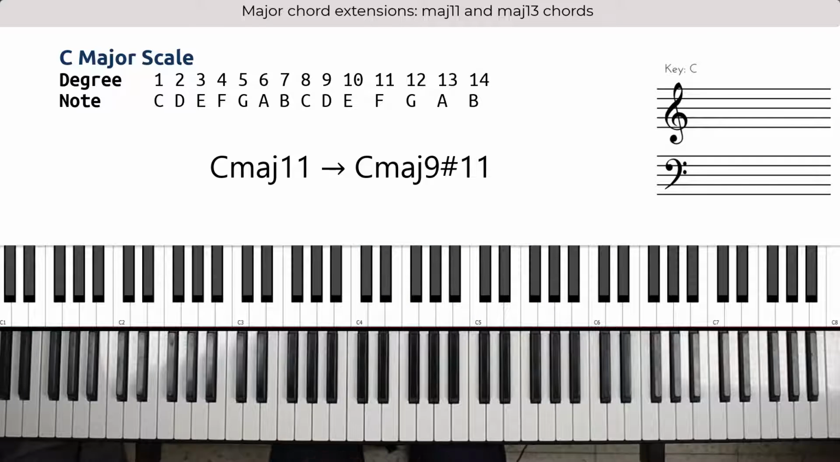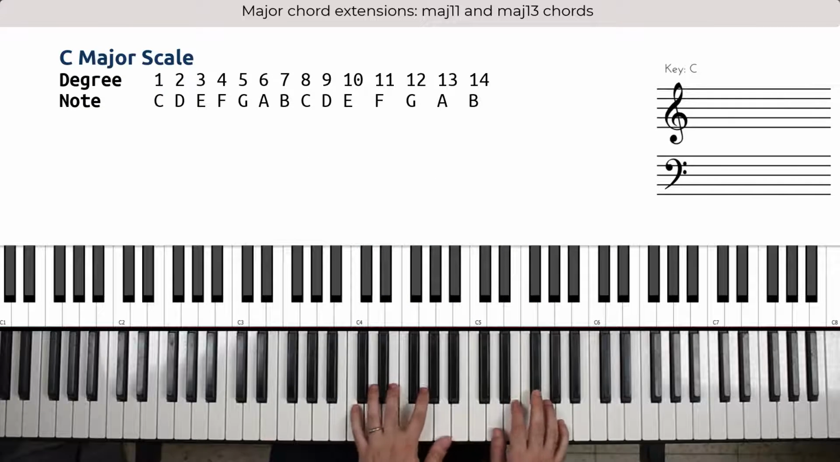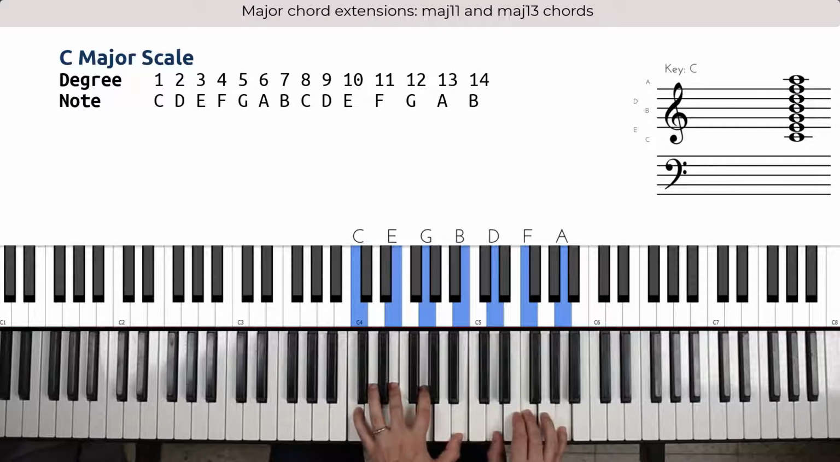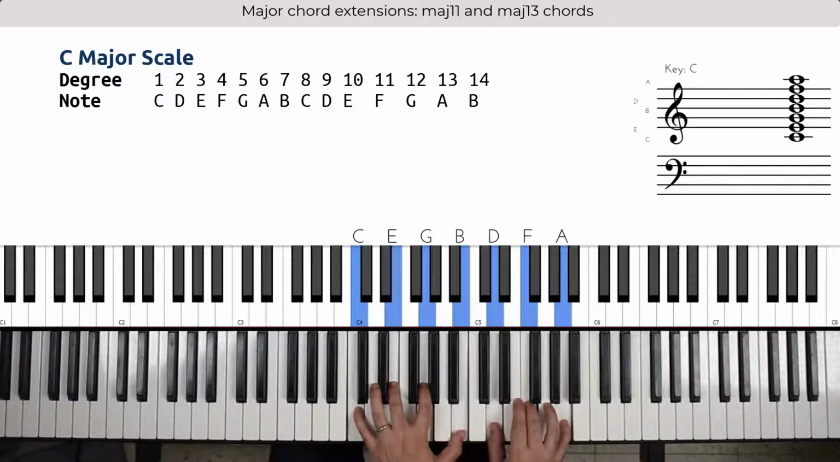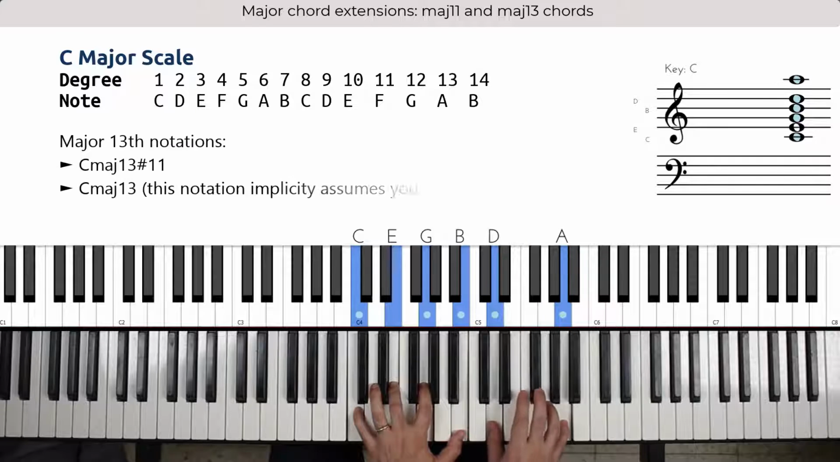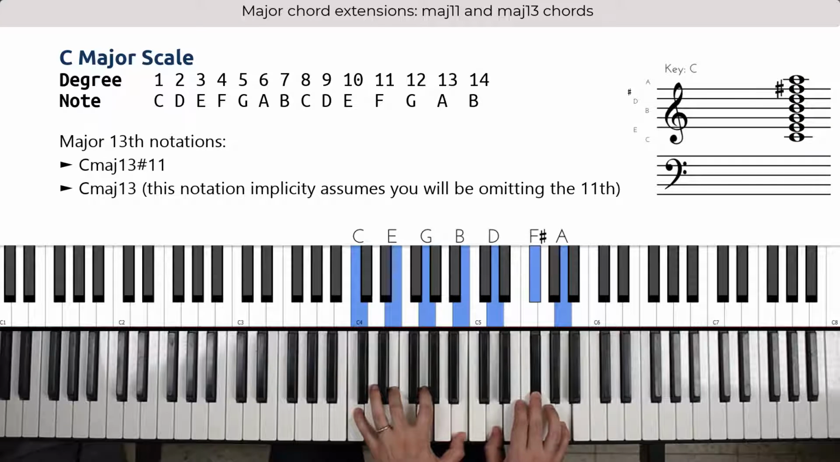Let's take next a C major 13th chord. Again, you'll not often find a C major 13th chord in itself, but usually you'll get either a sharpened 11th degree, or there's an implicit understanding that you're going to omit the 11th. So either play this or this.